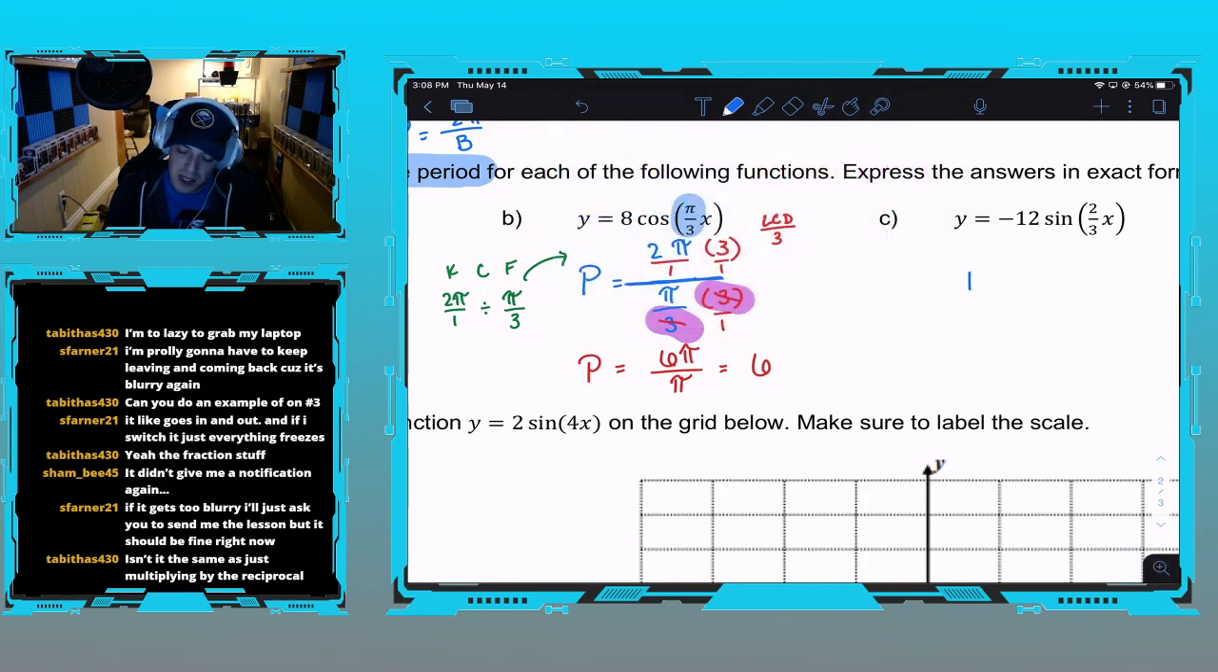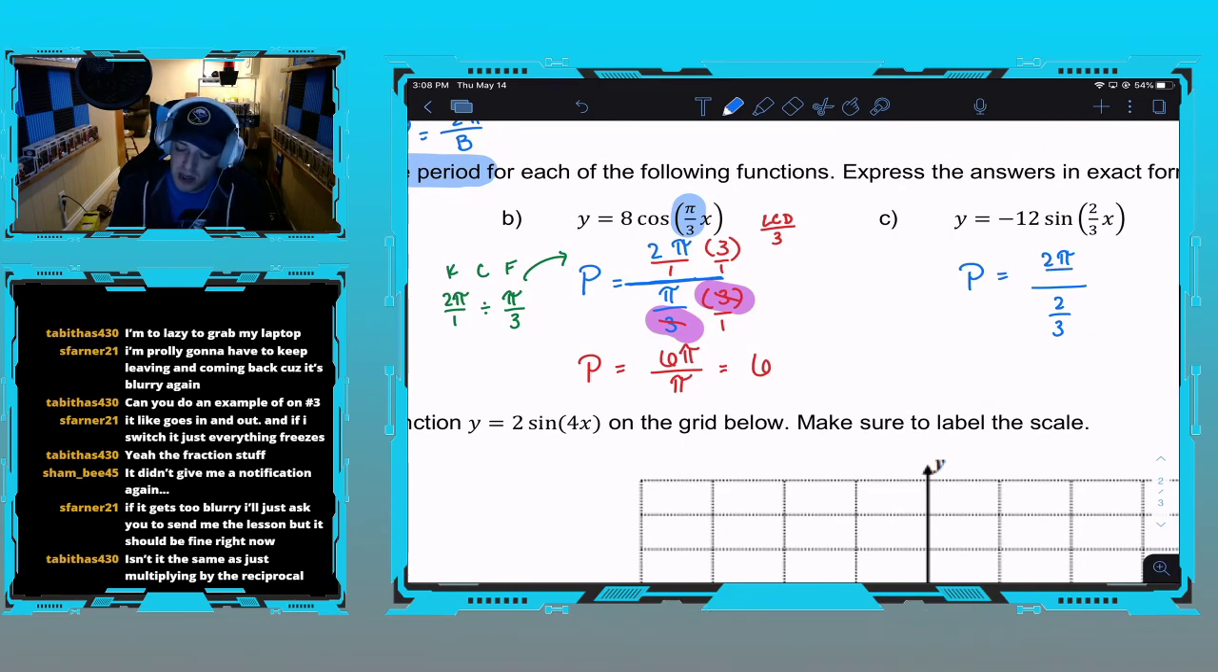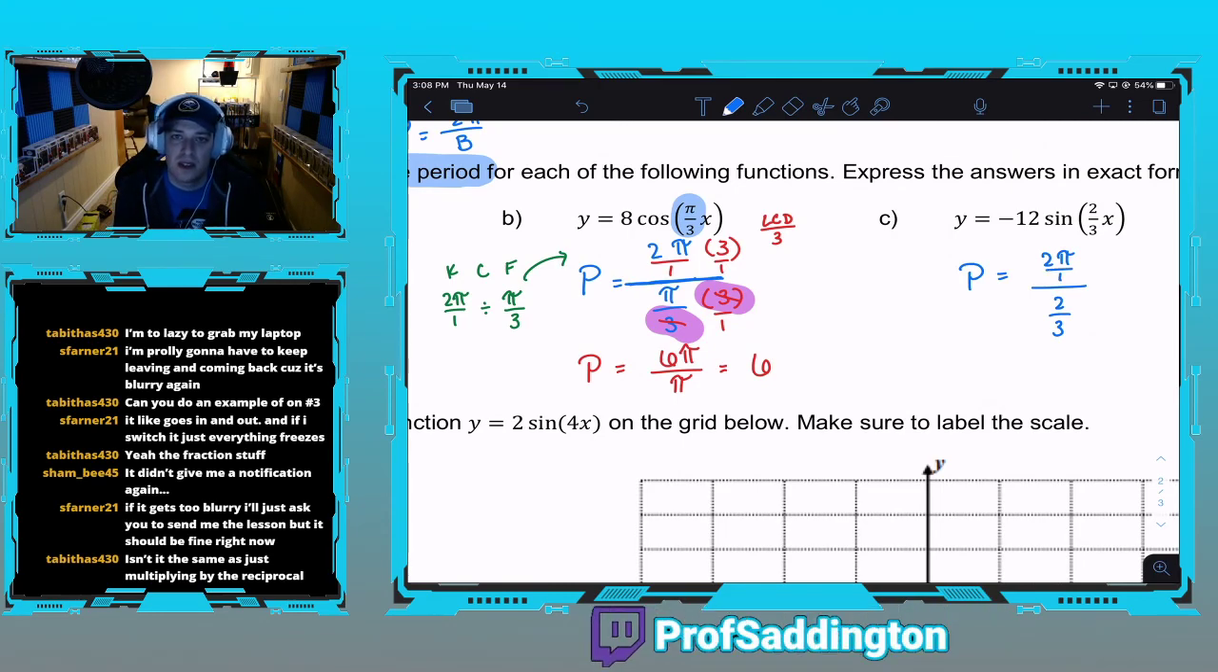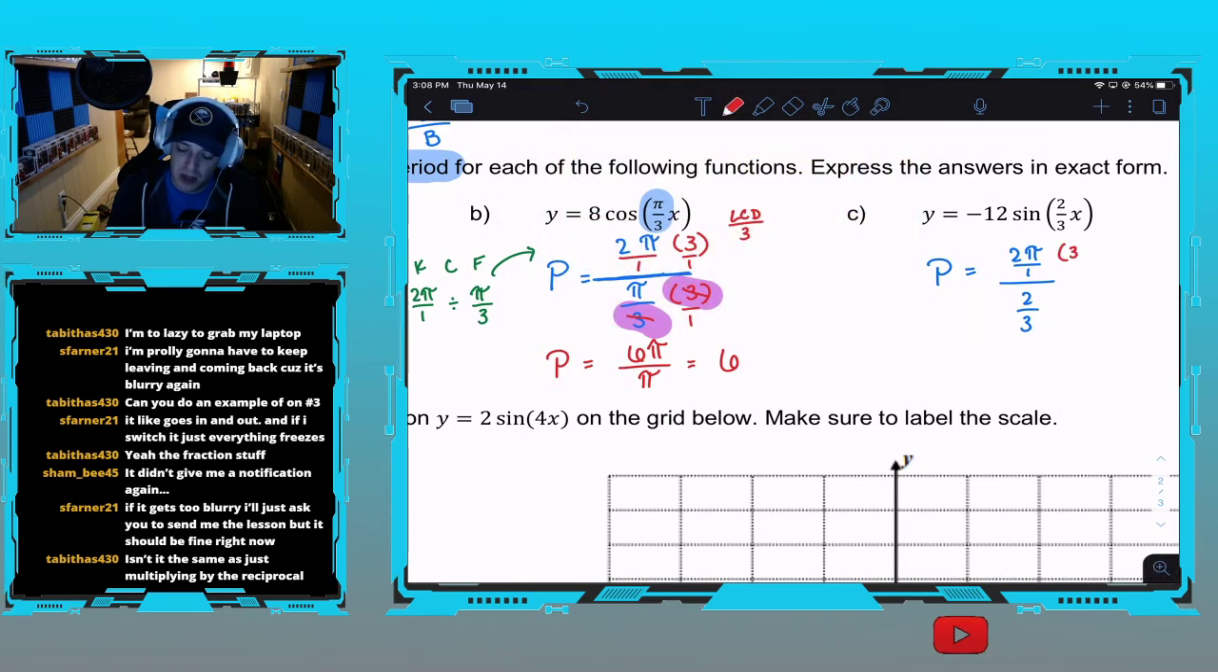So I have P is equal to 2 pi all over 2/3. And again, I'm just taking that 2 pi and I'm putting it over 1. And in this case, you guys should notice that the LCD again is 3. So I'm just going to multiply the top by 3 over 1. And I'm going to multiply the bottom by 3 over 1.